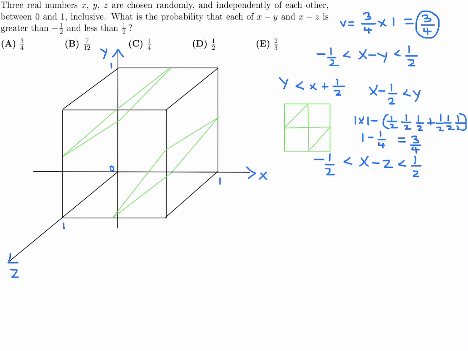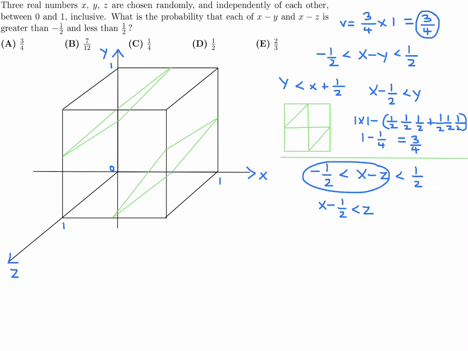We'd be done if there wasn't another inequality. But we do have another inequality, and that is x minus z now has to be between a half and negative a half. Okay, in the same way, let's plot this. So this gives me two equations. The first one it gives me is that x minus a half is less than z, if I'm looking at that one. And then if I'm looking at this one, it will give me that z is less than x plus a half. And in a very similar way, let's plot those.